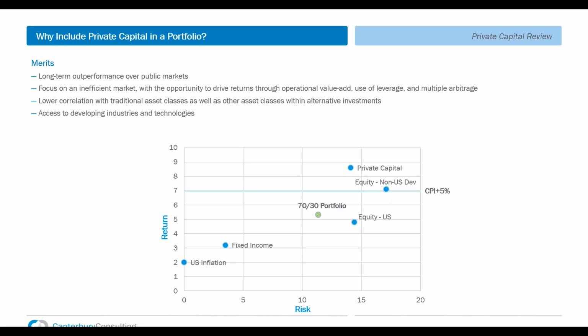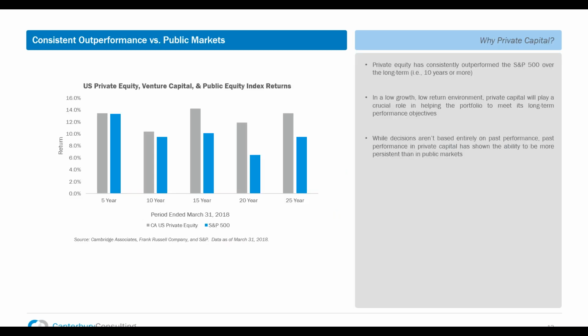So that sets the stage for why people are having the conversations and why it's timely, given the expected returns, which many people are forecasting to be lower going forward. The slide that's on the screen now is looking at historical returns. The gray bars are the private equity market. The blue bars are the S&P 500.